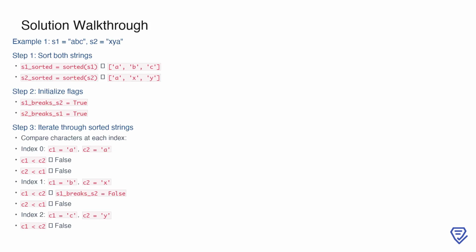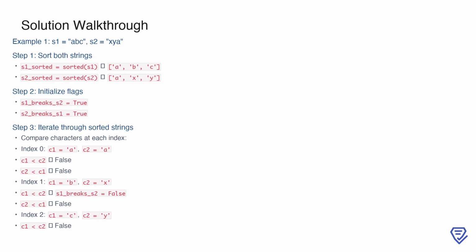Here, we start with the first example where S1 is ABC and S2 is XAY. The first step is to sort both strings alphabetically. Sorting S1 gives us A, B, and C, and sorting S2 gives us A, X, Y. Once sorted, we initialize two flags, S1 breaks S2 and S2 breaks S1, both set to true. These flags are used to track whether one string can consistently break the other.